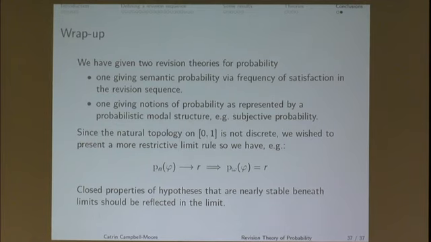And by considering these more restrictive limit rules, we went for the fully restrictive one, being as restrictive as possible. It's just the closed properties and only the closed properties that one can ask to be taken over to the limit. So by considering this restrictive limit rule, we came to some really interesting revision sequences and theories from it. And that was the limit rule, that the closed properties of hypotheses nearly stable beneath limits should be reflected at that limit. So, thank you.